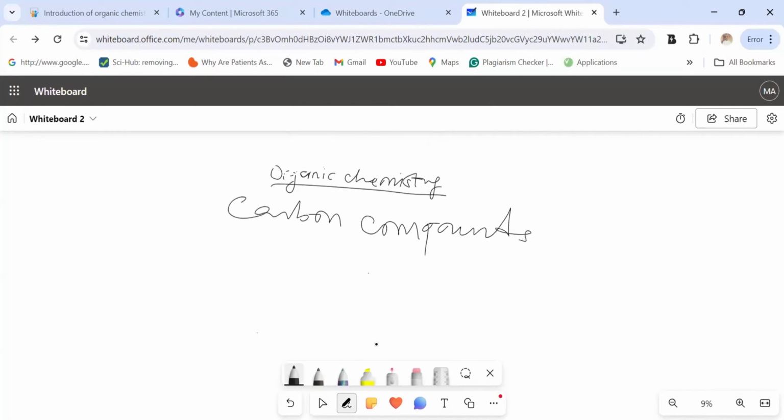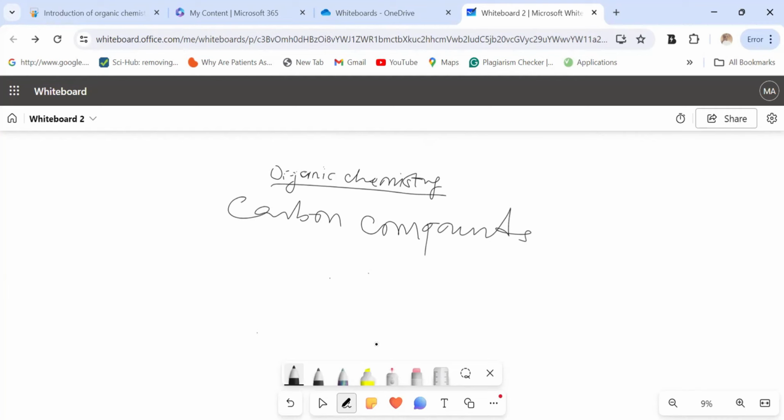So when we say carbon compound, it means organic chemistry is the chemistry that deals with the study of compounds that contain carbon, although there are some exceptions. But generally, whenever we say organic chemistry, it means the chemistry that deals with the study of carbon and its compounds. And when we say carbon and its compounds, it means that any compound that contains carbon is an organic compound. So in general terms, organic chemistry is a branch of chemistry that deals with the study of carbon and its compounds.